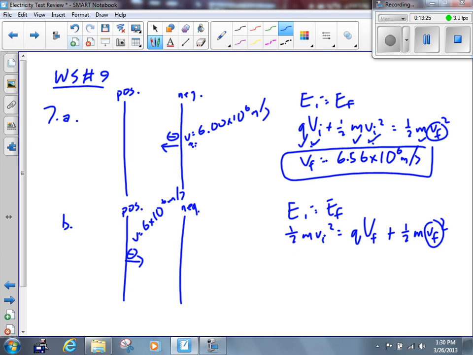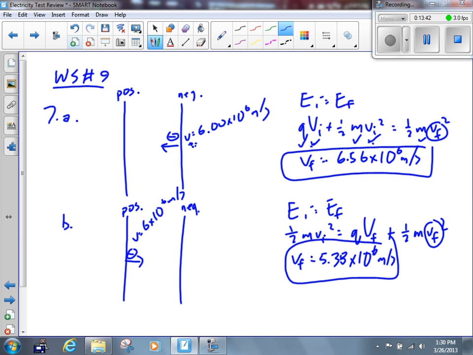Let's plug in our numbers for this. When we do, we end up getting a final speed here of 5.38 times 10 to the 6 meters per second. A little bit slower than what we started with. Should it be? Yeah, it should be. It's slowing down. We established why it was slowing down.